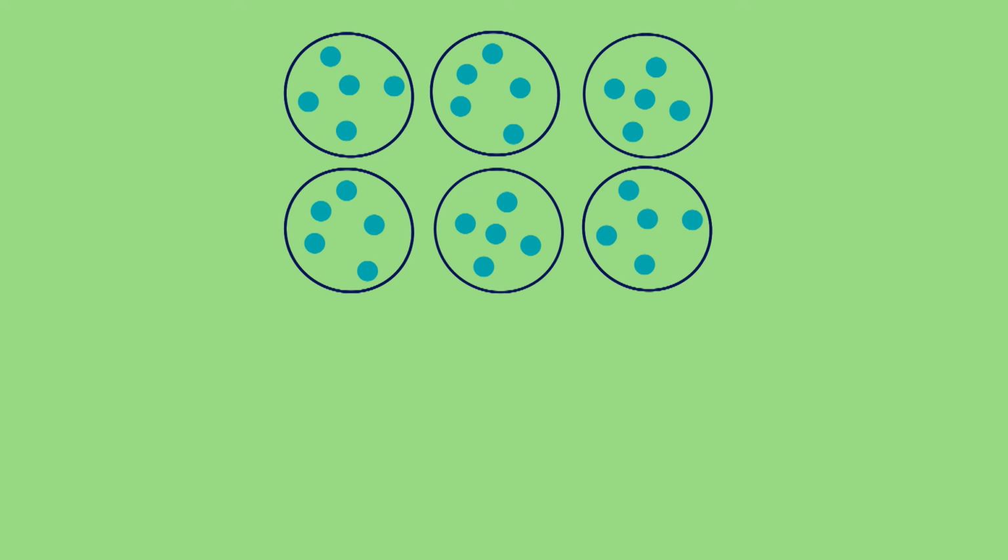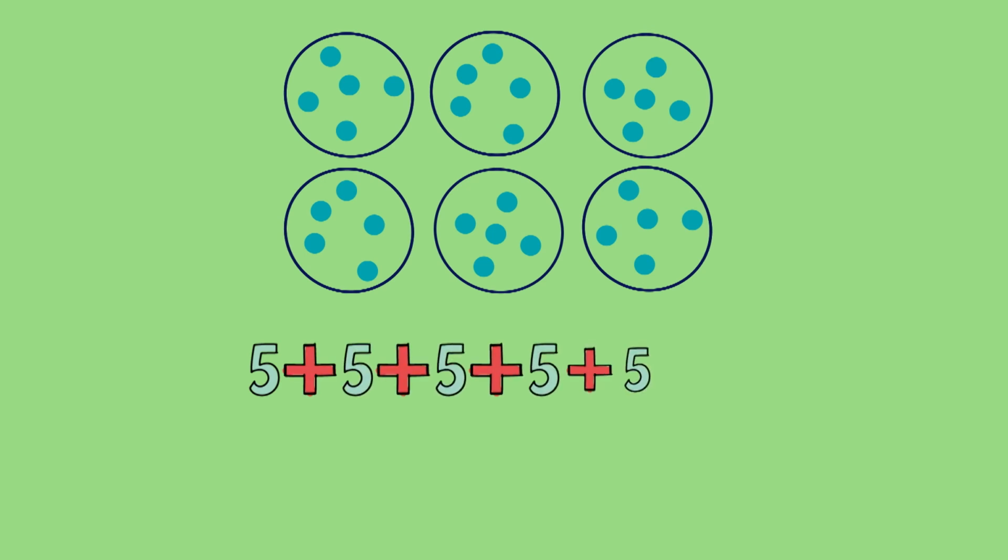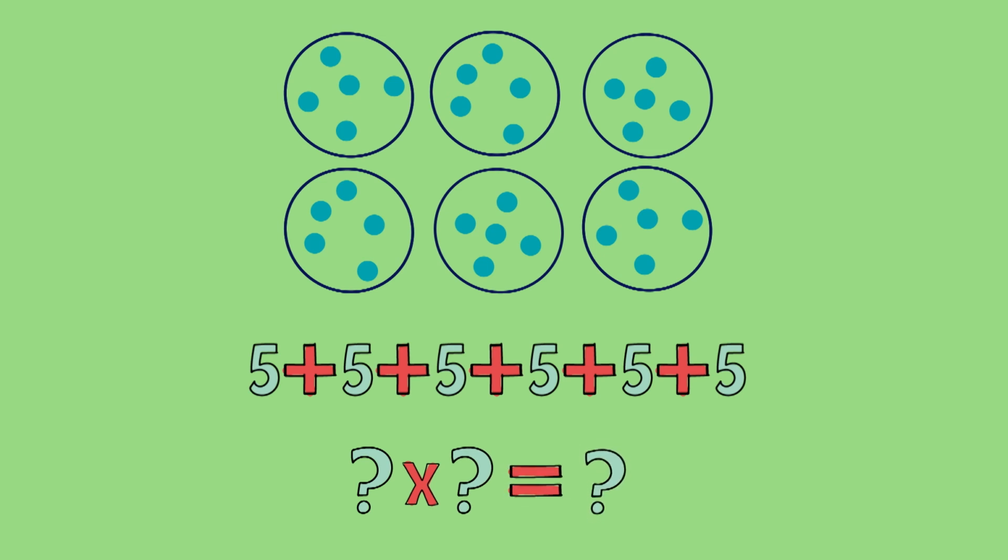Now let's use a repeated addition equation to show that we can count by 5s. So we have 5 plus 5 plus 5 plus 5 plus 5 plus 5. How can we represent that with a multiplication equation? Remember, the factors, or numbers that we multiply, show the number of groups times the number in each group. So blank times blank equals blank. What are our factors? One more time, nice and loud.